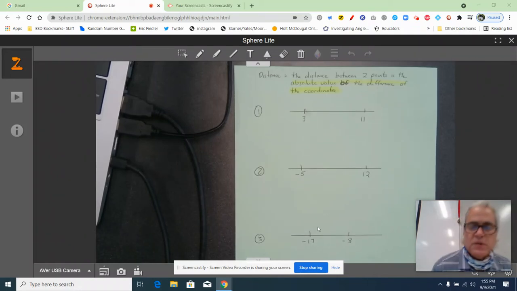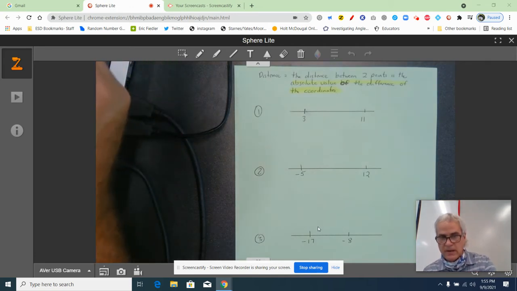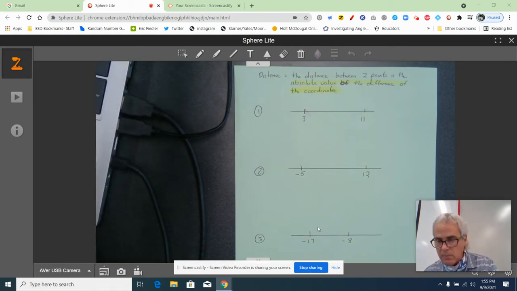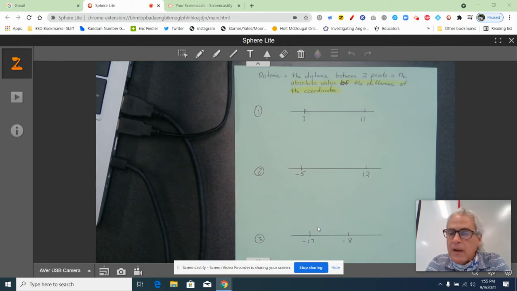The first thing I want to mention that's not written on the screen is a new postulate called the ruler postulate. What the ruler postulate says is that you can take a ruler, like a pen or an actual ruler, and you can assign numbers to various places on that ruler. That's all it says. Not a big deal. But what that allows us to do is to find the distance between any 2 points on a number line.